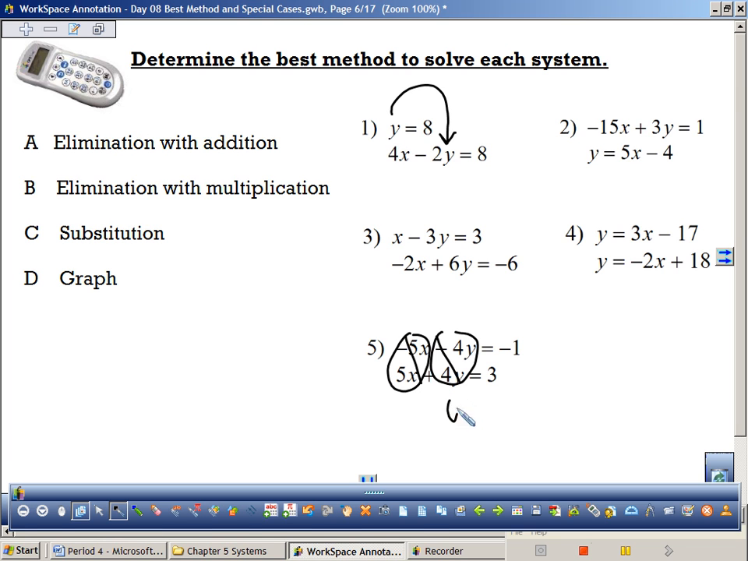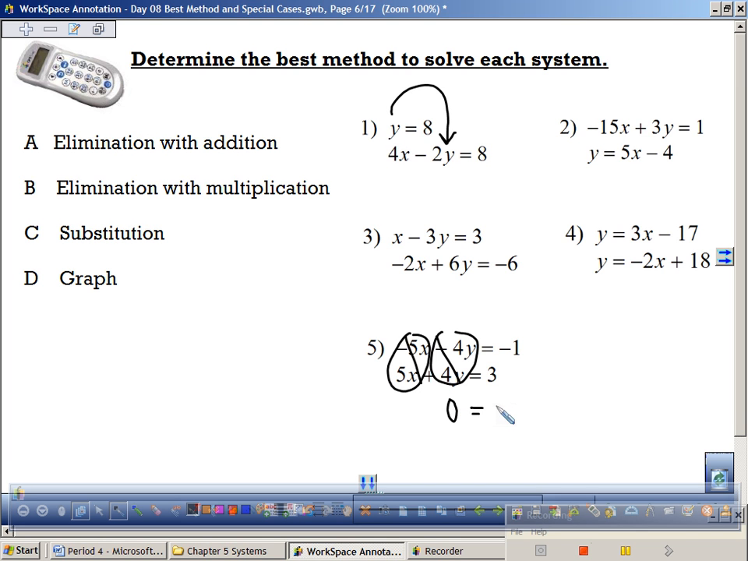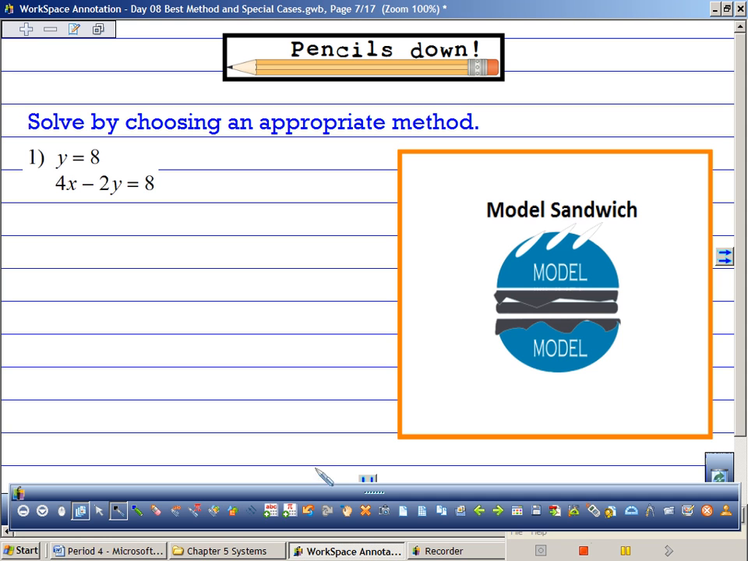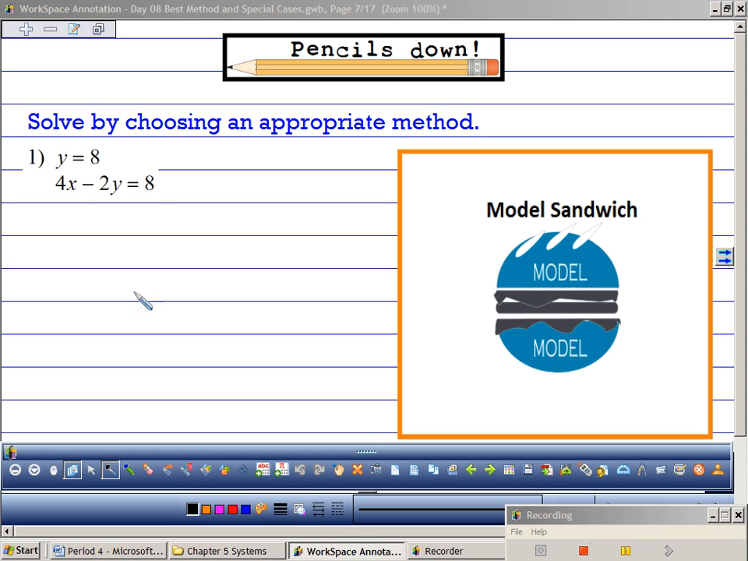What do you get? 0 equals 2. Does that make sense? No. No sense means no solution. Good job.